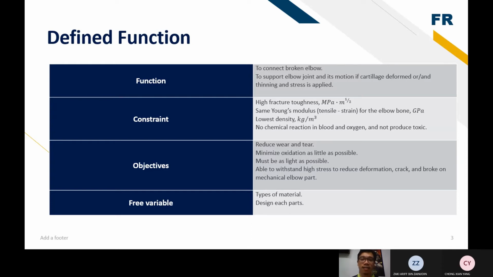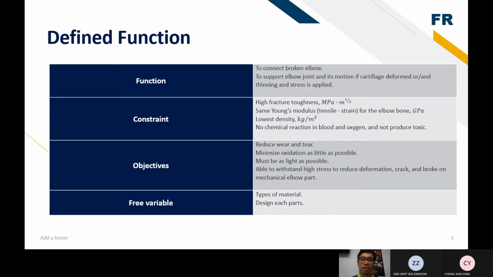and tear, minimize oxidation as little as possible, avoid blood contact or any toxic produced in our body, be as light as possible, and be able to withstand high stress to reduce deformation, cracks, and breaks on the mechanical elbow part.